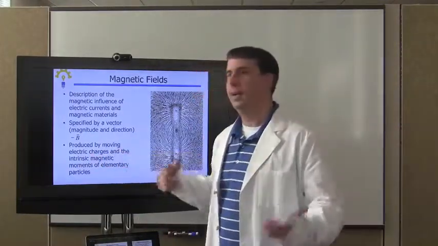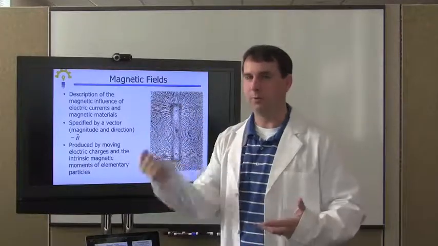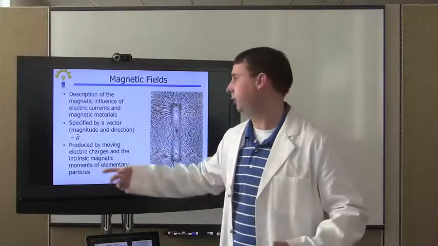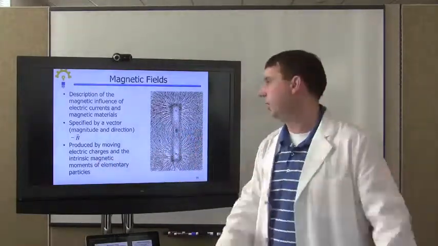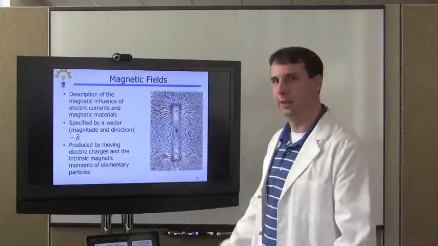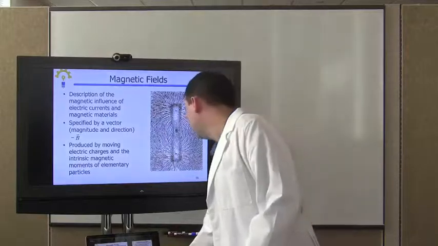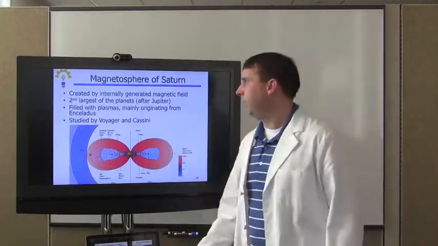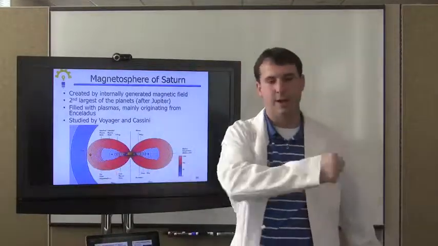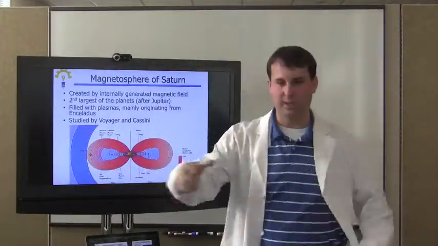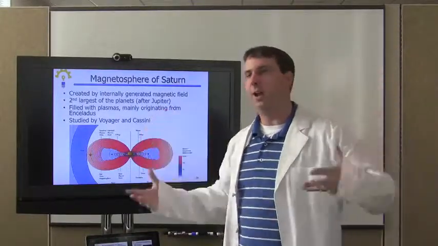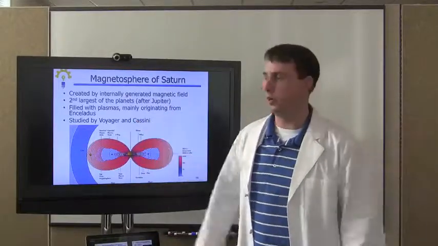It's produced by moving an electric charge, or basically, if you have a permanent magnet. A permanent magnet comes from the intrinsic magnetic moments of elementary particles, like ferrous materials that have magnetic properties. The magnetosphere of Saturn is created by an internally generated magnetic field. They think Saturn has metallic hydrogen deep down that's moving around. So moving, ionized metal creates a magnetic field. That's what they think is going on at Saturn.